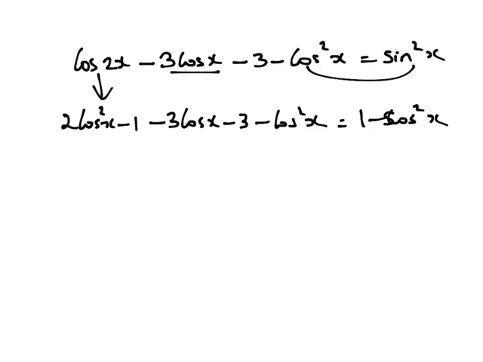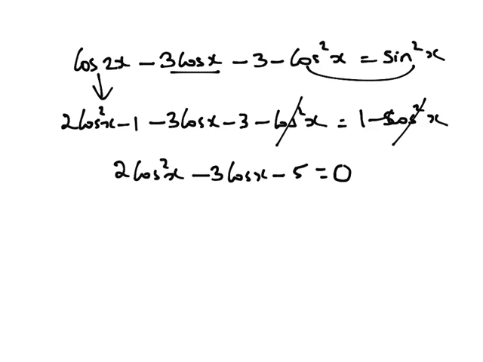So I can cancel this and this. So I'll get 2 cos squared x minus 3 cos x minus 5 equal to 0. Okay, so you get a quadratic equation in cos x. You can go ahead and solve this. Okay, so I think we've seen quite a number of problems where the equation gets converted into a quadratic equation in either sin x or cos x. So that is how you do the sums.